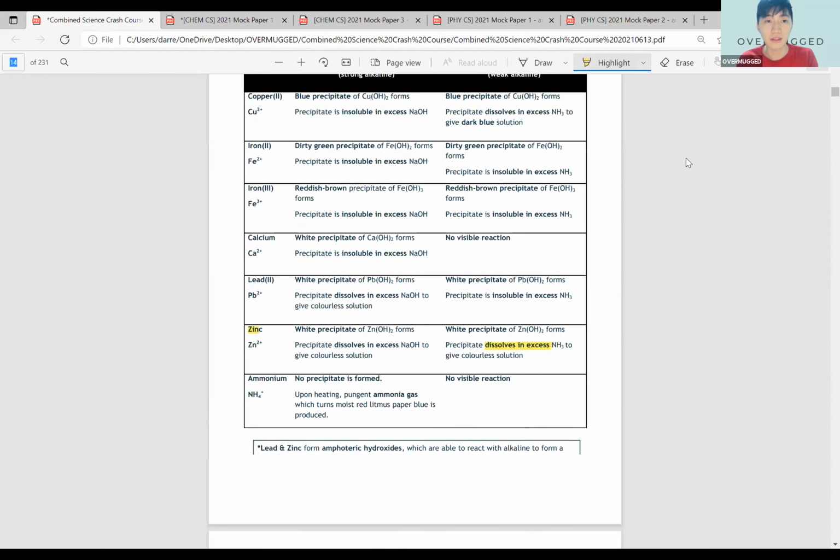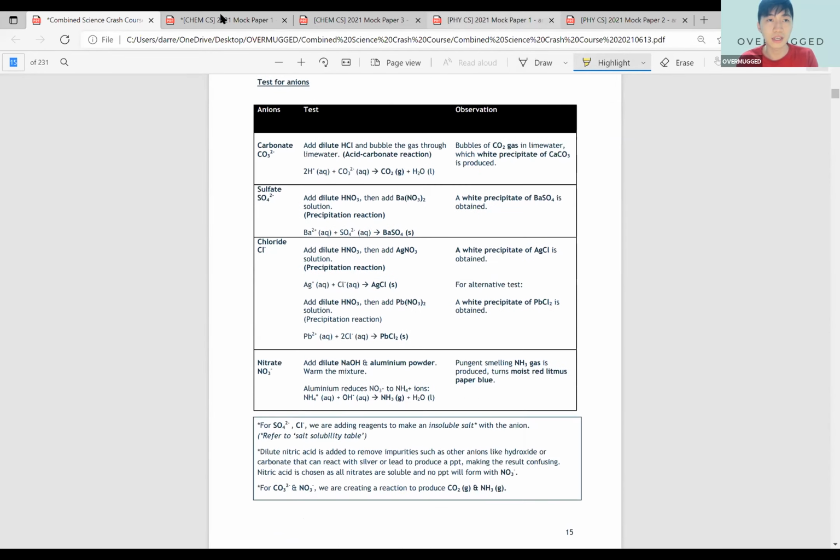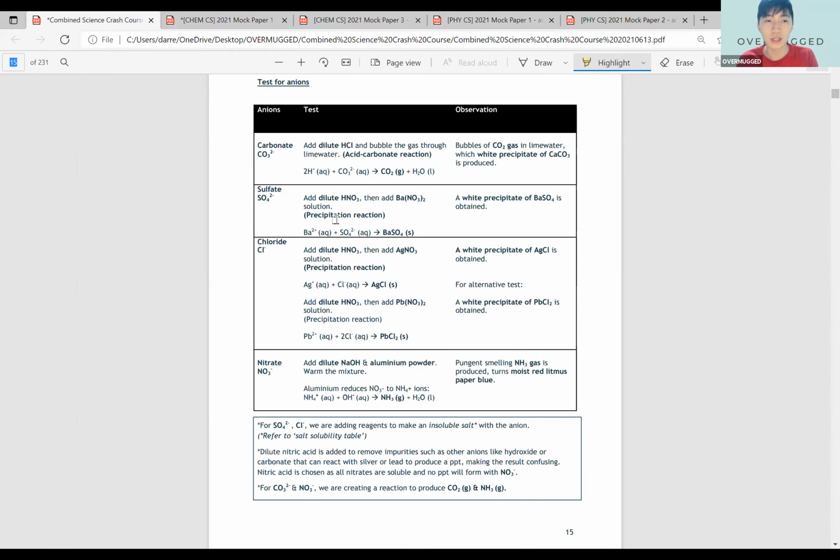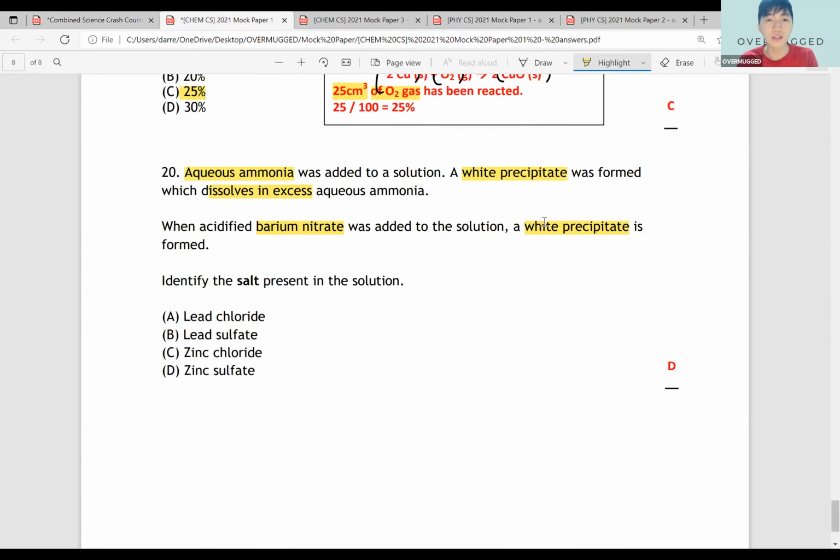Okay, then for the second half, we add in barium nitrate. Why do we add in barium nitrate? The reason is because I want my barium and my sulfate to react to produce the insoluble barium sulfate salt, which is white in color. So the reason why this white ppt is formed is because the insoluble salt has been formed. In this case, it is barium sulfate. So you actually don't have to memorize this part if you know your insoluble salts well.